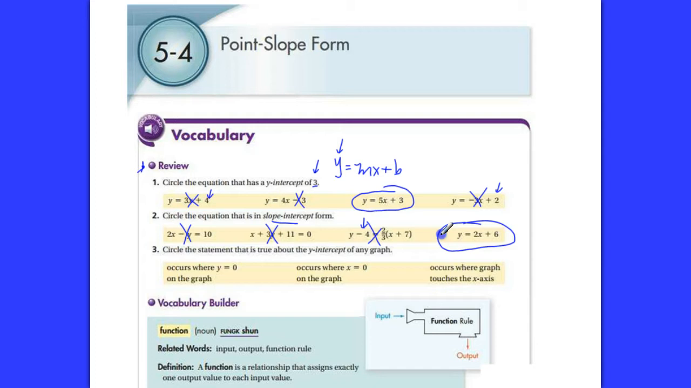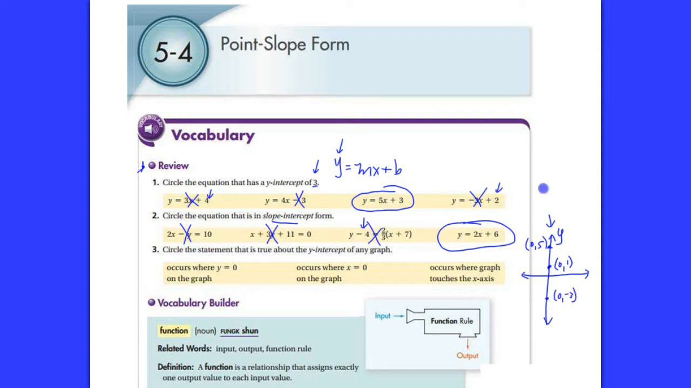And then number 3 says circle the statement that is true about the y-intercept. This is something you do need to be aware of. As we consider what a y-intercept is, you're looking for any point on the y-axis. Let's say that's the point (0, 1), and then another point up here might be (0, 5). I could pick any point up here. I could pick a negative point, let's say (0, negative 3).